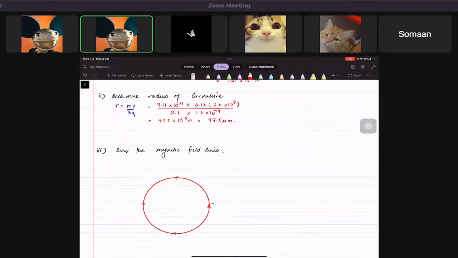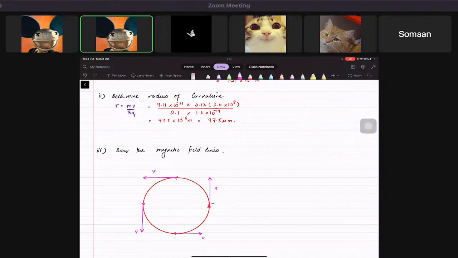Now the best way of doing this is, since it can move like this, it would mean that at each point its velocity is going to be tangent to the circle, like this, and like this, and like this. So we have the velocity.